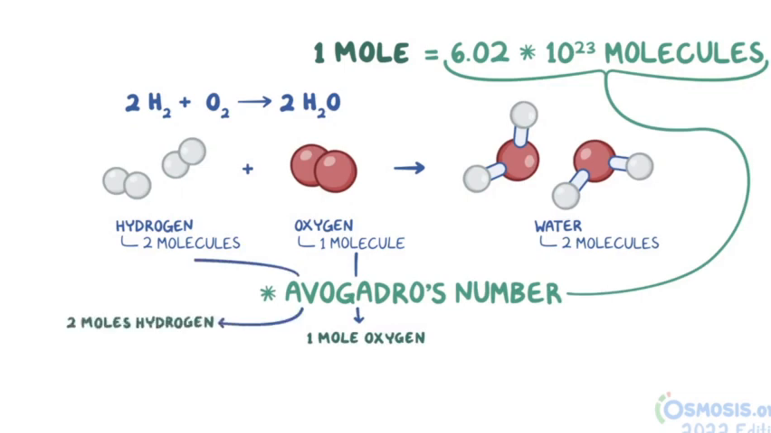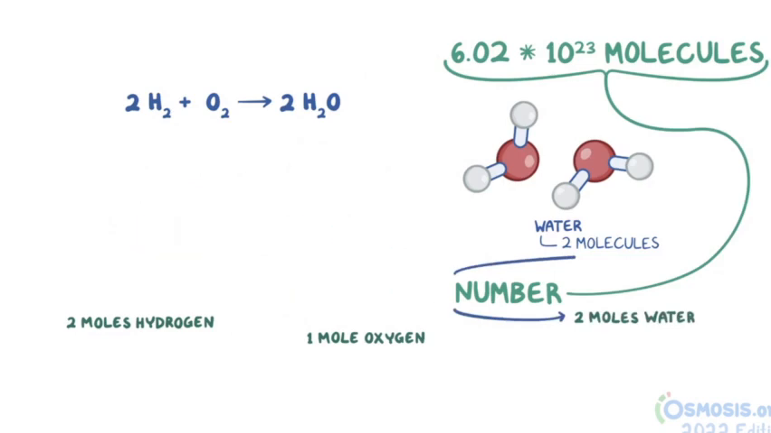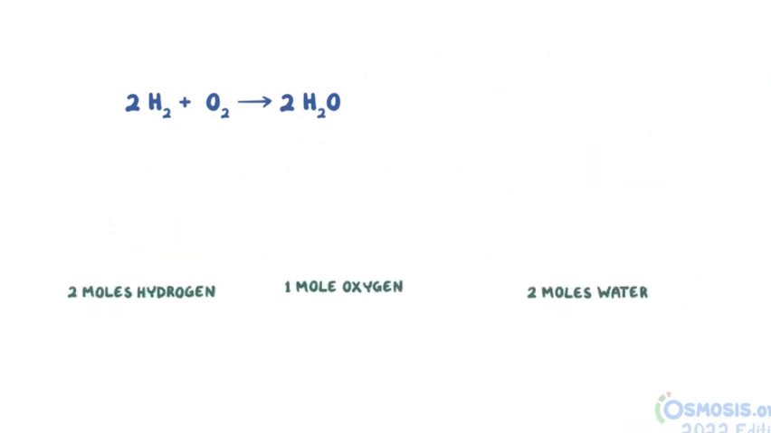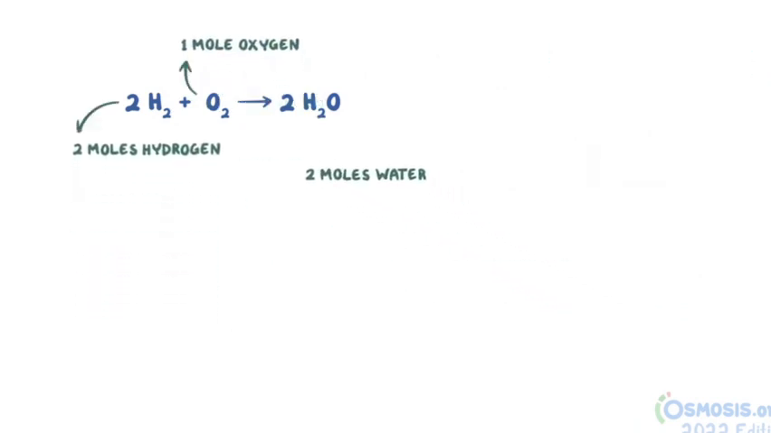of hydrogen. Notice that the 1 mole of oxygen and 2 moles of hydrogen correspond to the coefficients in the balanced equation. So 2 moles of hydrogen will react with 1 mole of oxygen to produce 2 moles of water. Therefore, the coefficients in a balanced equation tell you the relative number of moles of everything involved in the reaction.